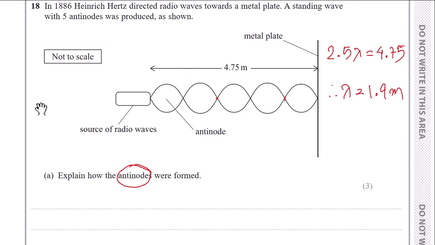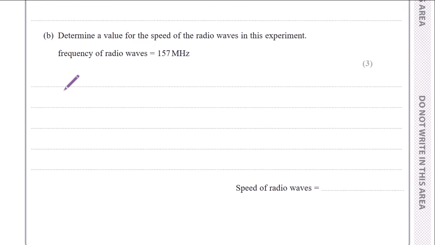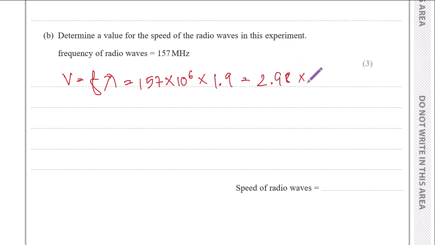So now that I have lambda, you just plug into the equation v equals f lambda. f is 157 times 10 to the power 6, times 1.9 that we just found. The value that you get is 2.98 times 10 to the power 8 meters per second.